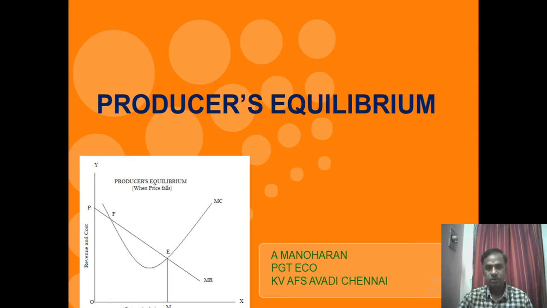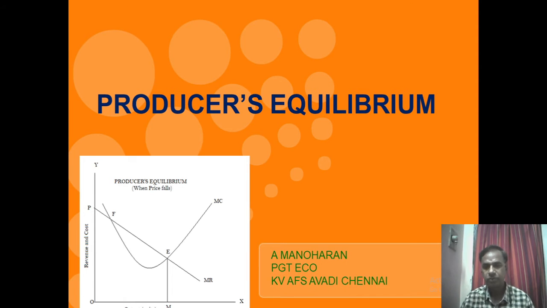In today's video lesson, we are going to study producer's equilibrium. In the previous classes, we studied consumer's equilibrium. The main objective of the consumers is to get maximum satisfaction, whereas the main aim of the producers is to get maximum profit.